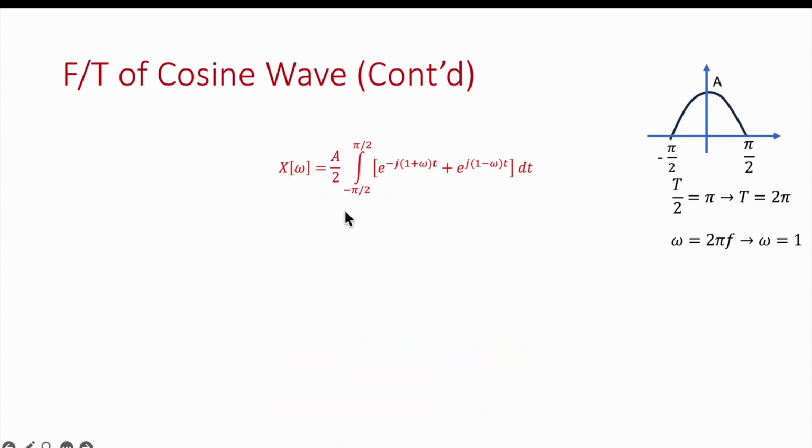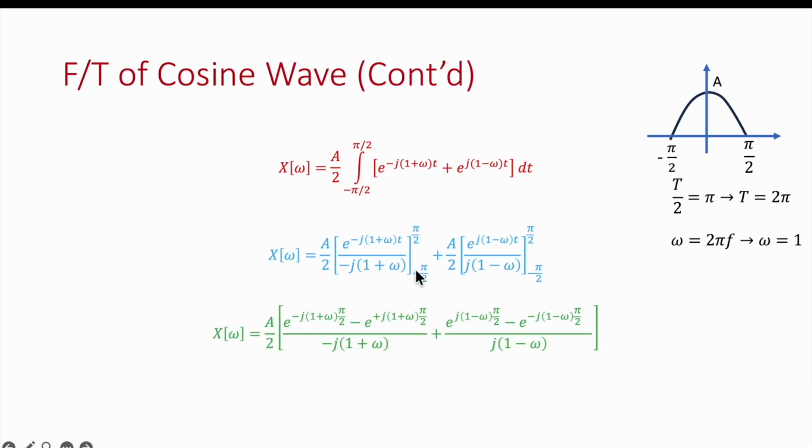Then you can again simplify that formula: A by 2, with the limits of the integration minus pi by 2 to pi by 2, e raised to the power minus j (1 plus omega) t plus e raised to the power j (1 minus omega) t dt. And then you can take the integrals separately. First the integration of this function gives this one, with the upper limit and the lower limit. The integration of the other part gives that one, again with the upper limit and the lower limit.